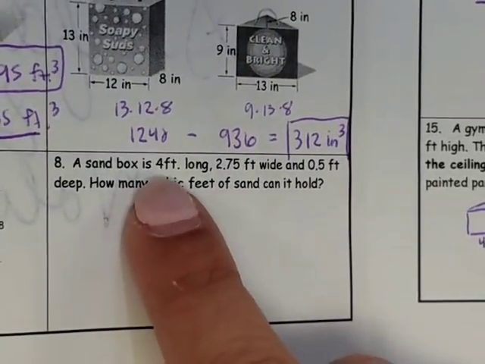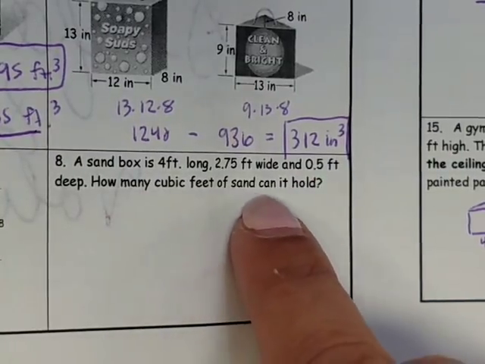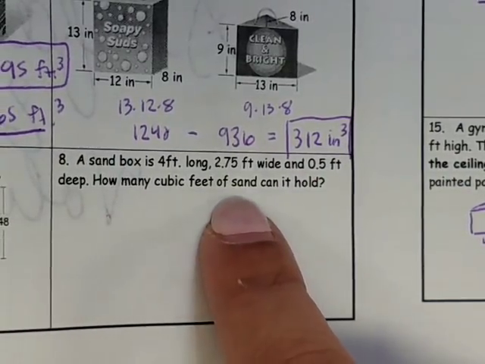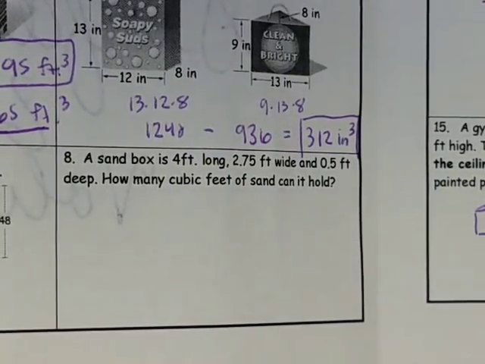And then a sandbox is 4 feet long by 2.75 feet wide and a ½ foot deep. How many cubic feet of sand can it hold? So again, we're talking about filling something up. So that is dealing with volume. So go ahead and try that on your own. Go ahead and pause the video, and then I will post the answer key in just a moment.